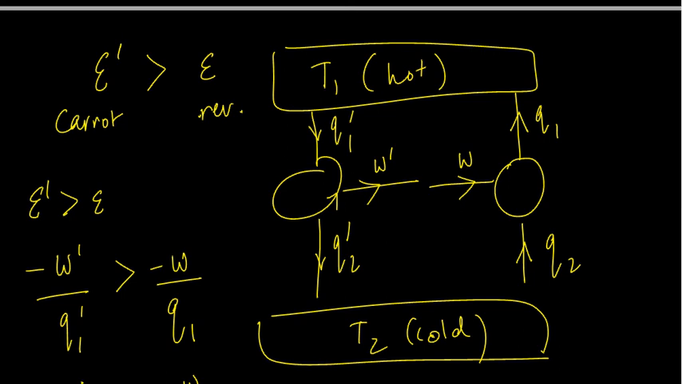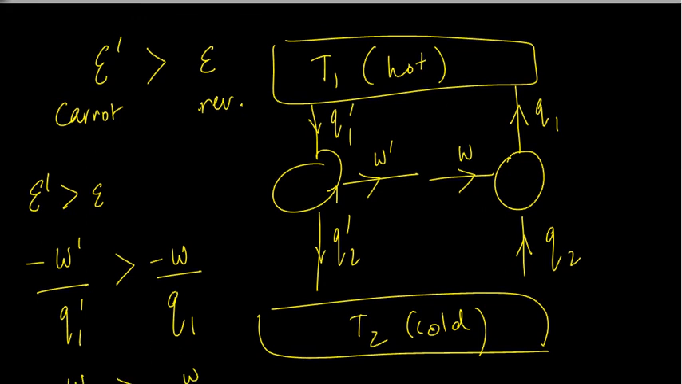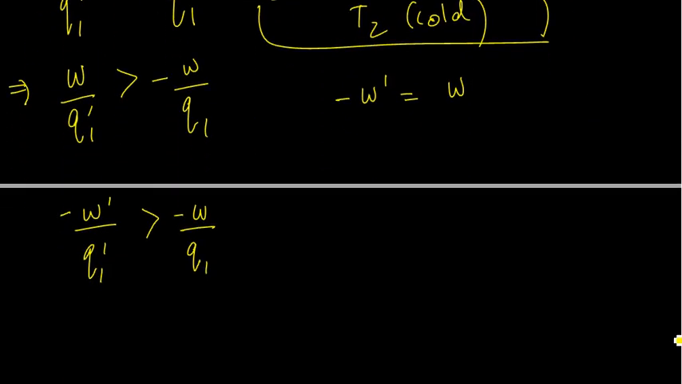Since the gentleman out here wants some more details, the work done by the Carnot engine is the work input for the reversible engine. So instead of minus W prime, I can just write W. So W by Q1 prime is greater than minus W by Q1.